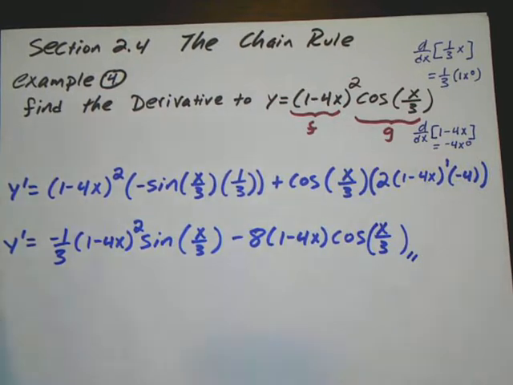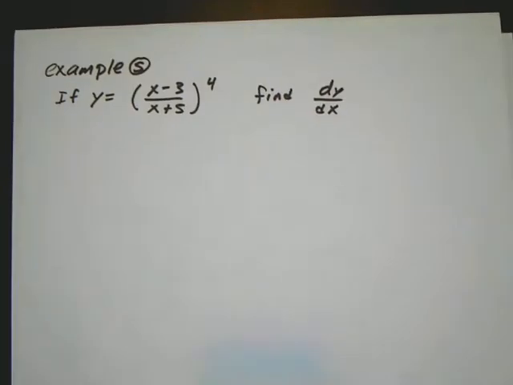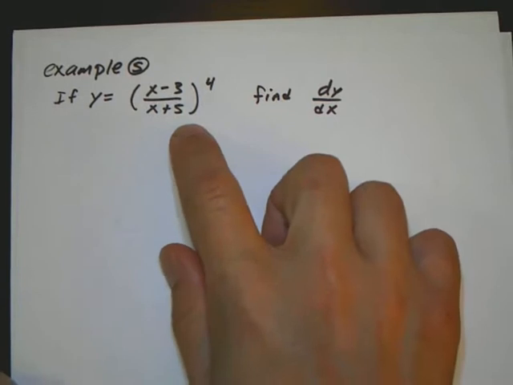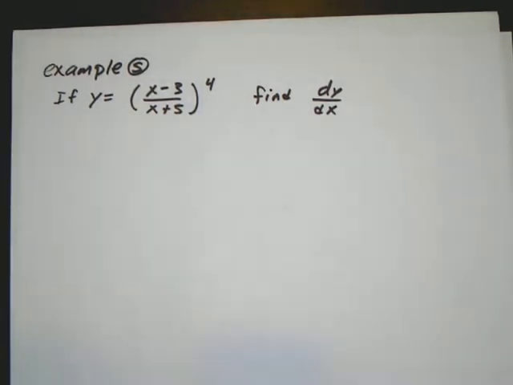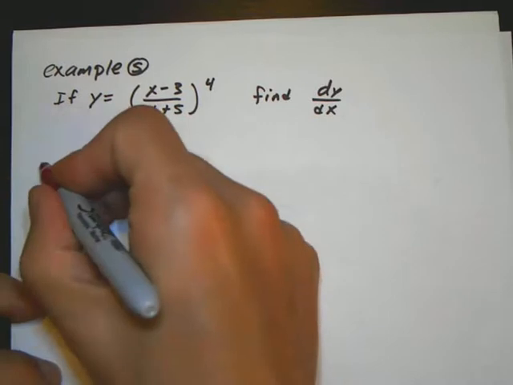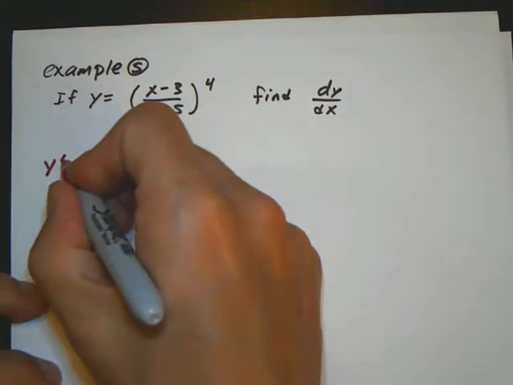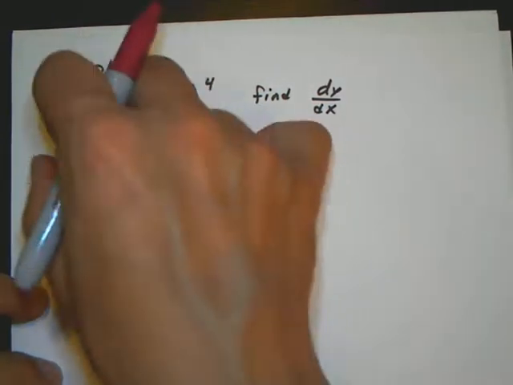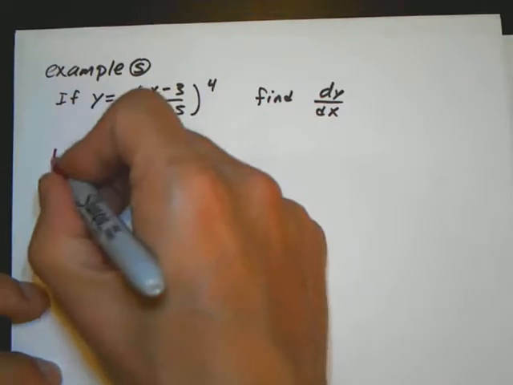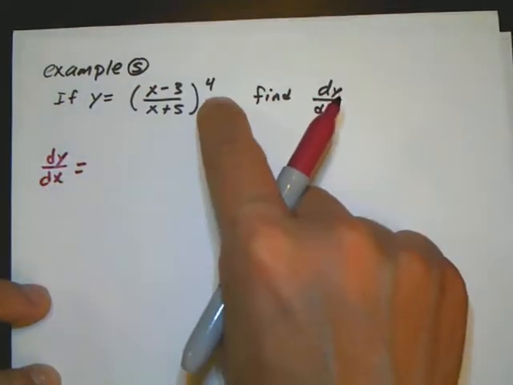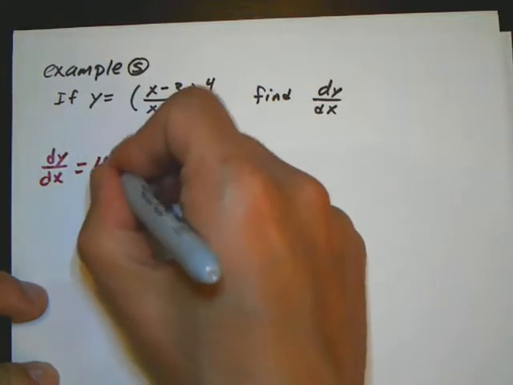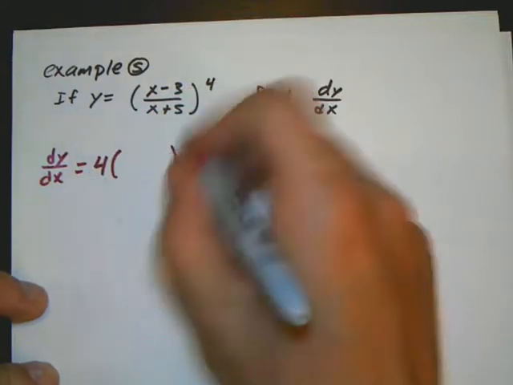Alright, next example. Looks innocent enough, and all I have to do is use the chain rule, and we'll see what happens when I use the chain rule. Alright, chain rule says do the derivative of the outermost. In this case, they're asking for dy/dx. So dy/dx. The outermost is raising something to the 4th power, so I'm going to do dropping the 4 in front, recopy my parentheses, subtract the power by 1.